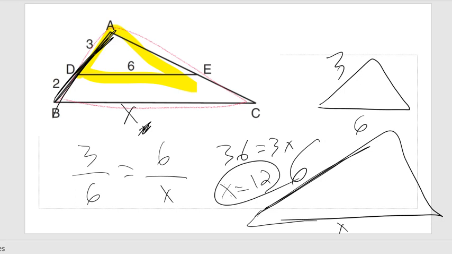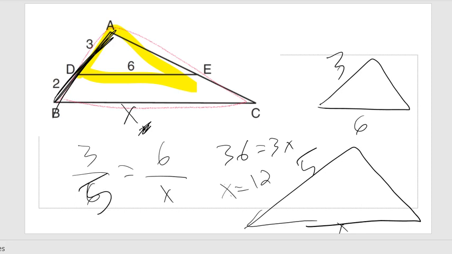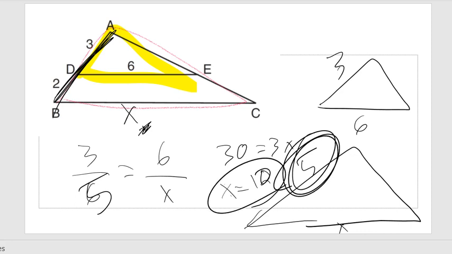Shoot. Yep, I just made a mistake. This should be 5. See, I made the one mistake I tell you guys not to make. 5. So that should be 3 over 5. Because I knew I got a wrong answer. And that gives me 30 and gives me 10. My bad. Make sure to remember, this is 5 because I take 3 plus 2. My fault.